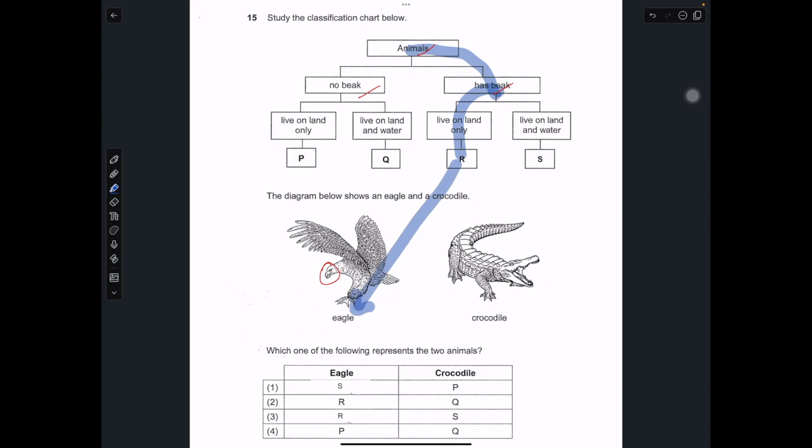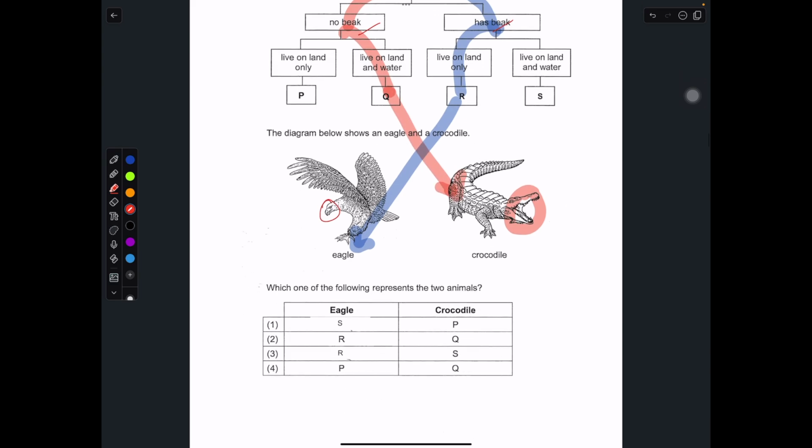So I'll use the red one for crocodile. Crocodile has no beak. Crocodile can live on land and water as well. Yes. So over here, crocodile is Q. Eagle is R. R, Q. Number 2 is the answer.